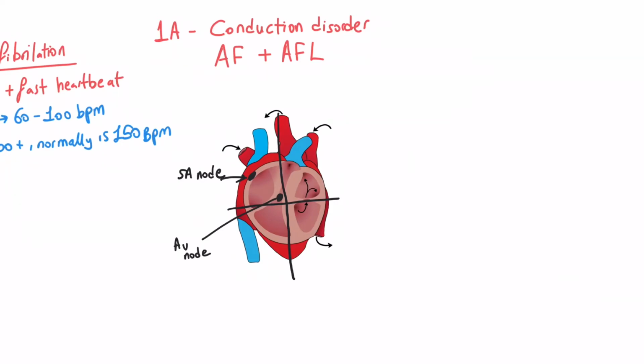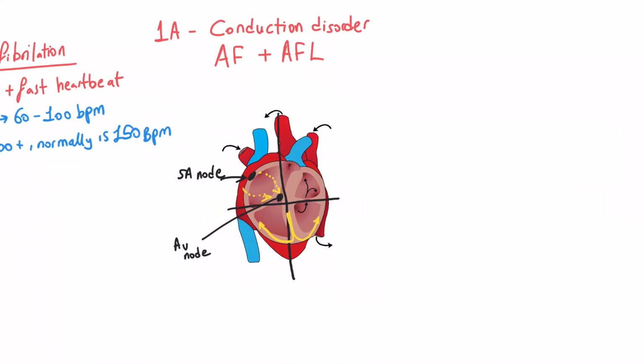Then electrical conductivity goes through the bundle branches here, and they spread out evenly. So it goes normally this way, something along this line. My drawing is awful, but you can understand it's quite linear. It goes from the atria, which are the upper chambers.